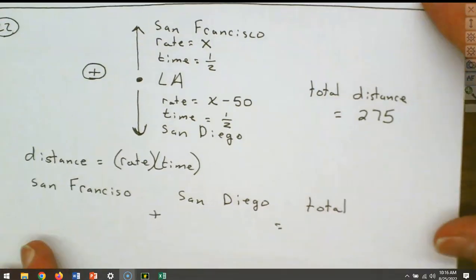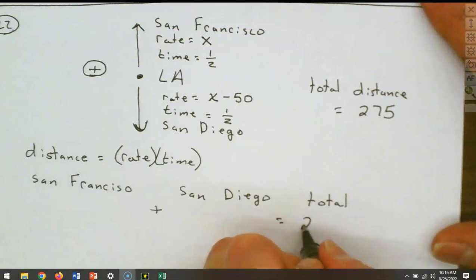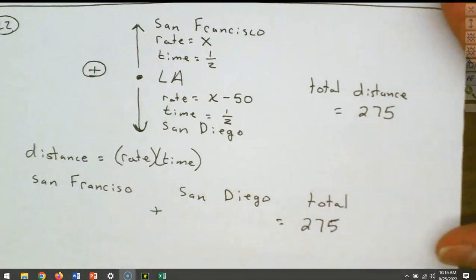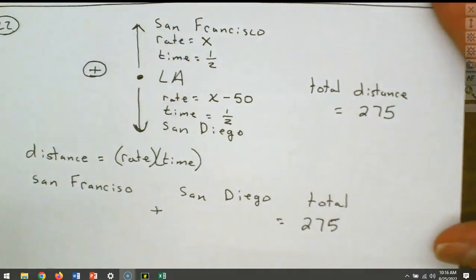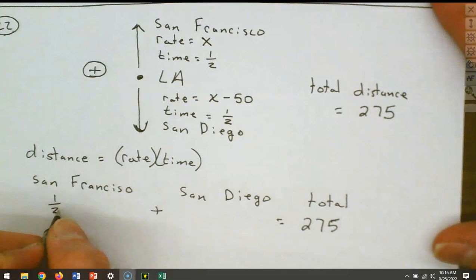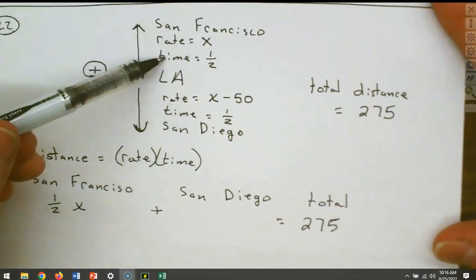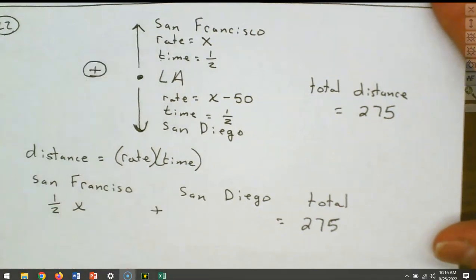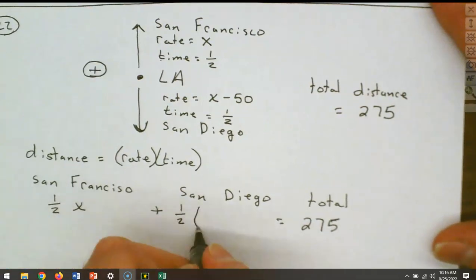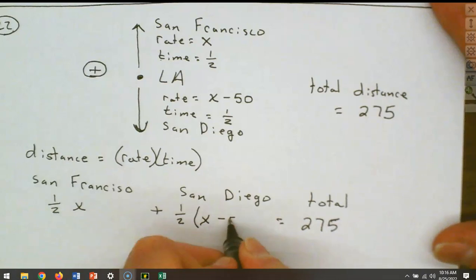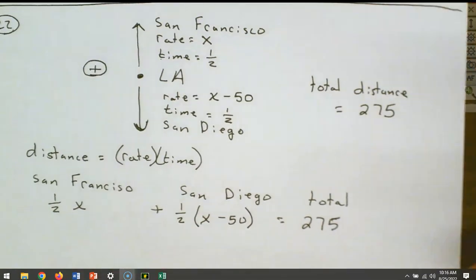So we're going to add these together, and we know our total distance is going to be that 275. So that's going to go there. And the San Francisco plane, what is it? Well, it's a half times x, so that's 1/2 x. They just get multiplied together. The San Diego plane is 1/2 times x minus 50. There's our equation.